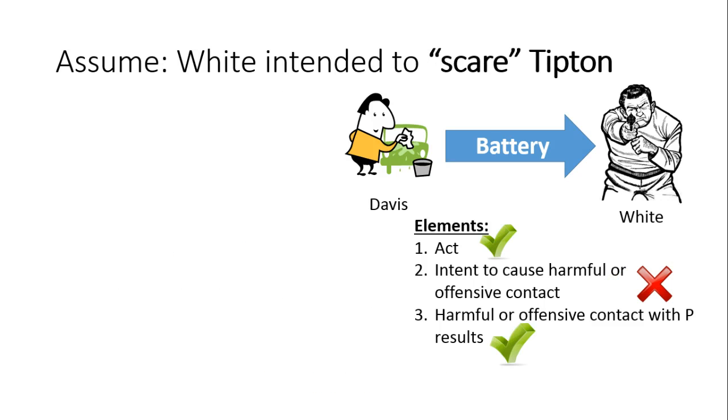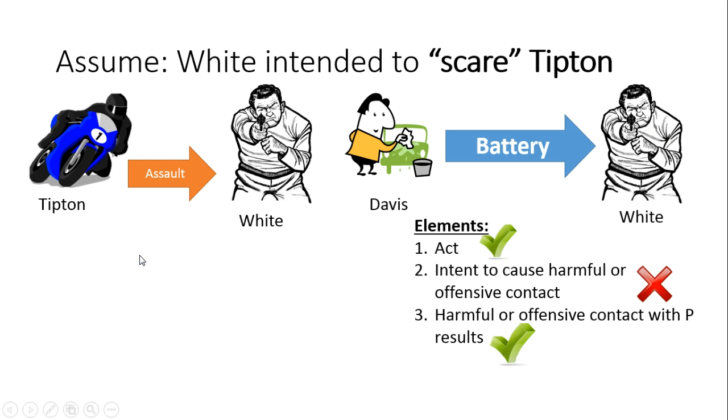Our final type of transferred intent, we can imagine if what we could prove is that White intended just to scare Tipton. Now, this is actually what White argues in this case. So again, we know we don't have the requisite intent to cause battery to Davis. So what we want to do is visualize the actual intent we have, see where it's coming from, and then we can identify the type of transfer. So what we're visualizing here is an assault claim, because that's what our intent actually is.